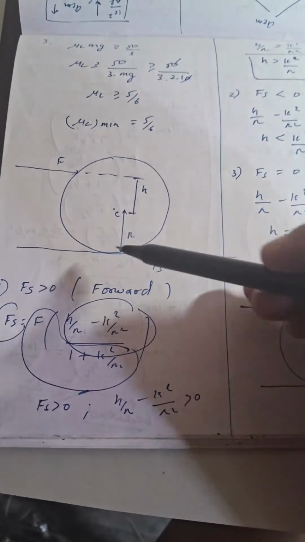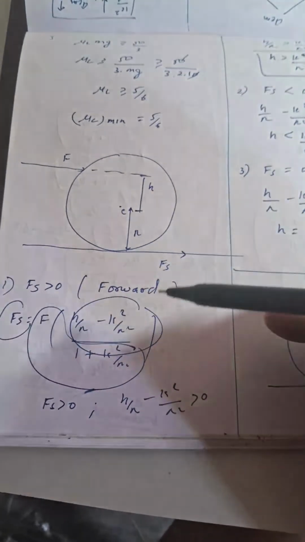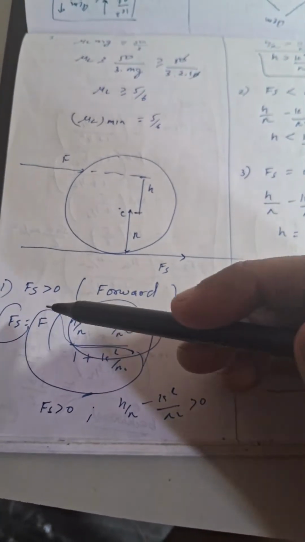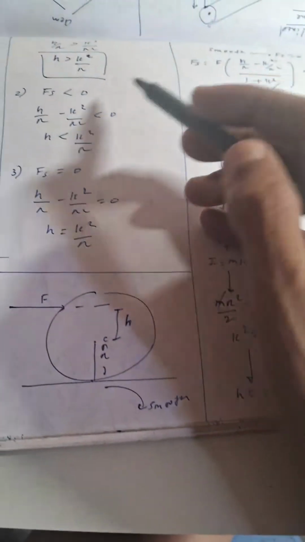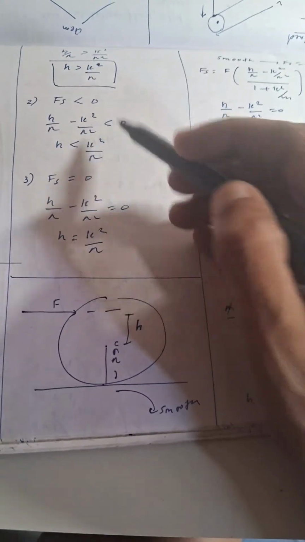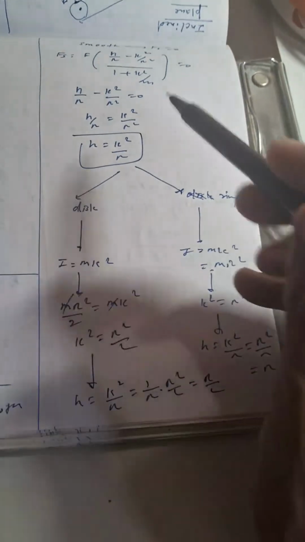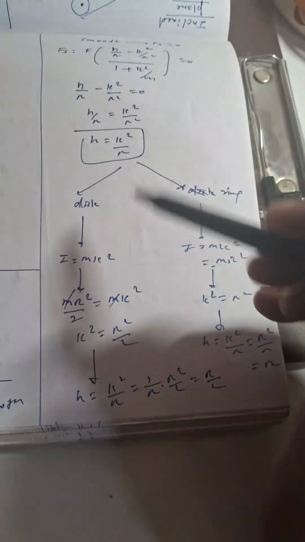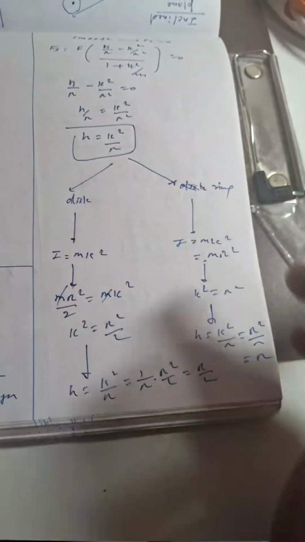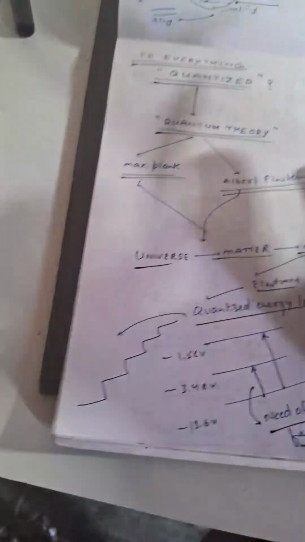So here is a body on a horizontal surface, a force is applied. So we need to find conditions for which friction acts forward, then a condition for which friction acts backward, and a condition for which friction is zero. There is another numerical problem based on them. Analysis for disk and ring, conditions of minimum force, zero friction. So this is the concerned thing.